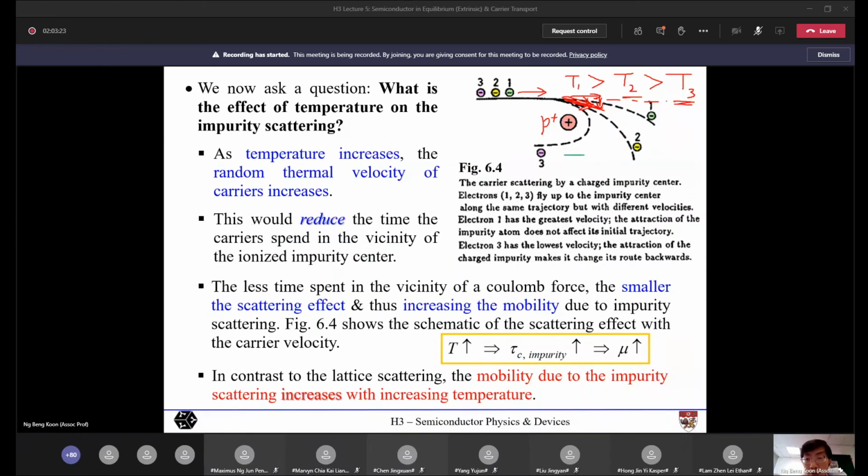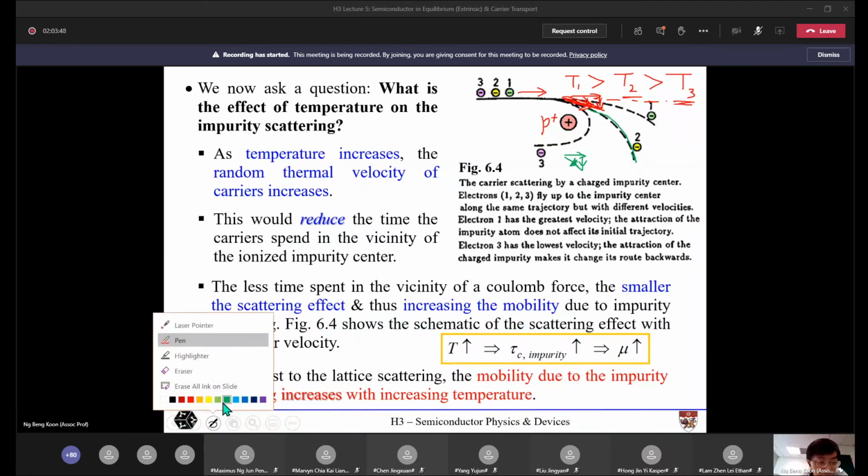So if you imagine the thermal velocity is smaller, so this vector is smaller, and the pull from the ionized dopant is the same as that of electron 1, then you find that the net force that results is going to skew it by a larger angle. It's going to deviate by a larger angle, and you find electron 2 actually deviating more, right?